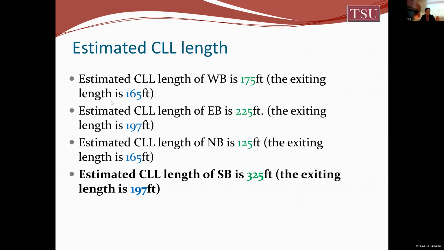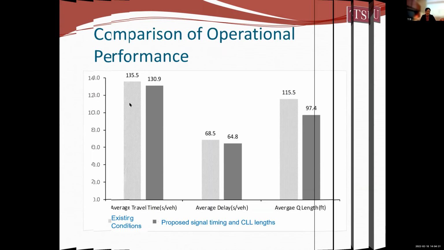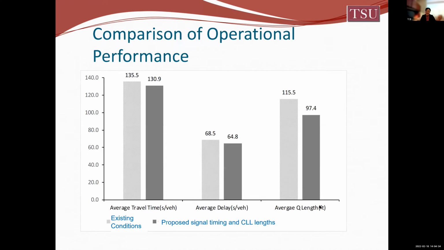So we needed to do some comparison for this case. Okay, so first we compared the overall travel time, delay, and the average queue length at this intersection. We compared the existing condition, using the existing CLL length and existing signal timing strategy, with the one we redesigned, using our proposed signal timing and the proposed CLL length. We found that by using our method, we can reduce the travel time, reduce the delay, and also reduce the queue length at this location. So that means our method works better.